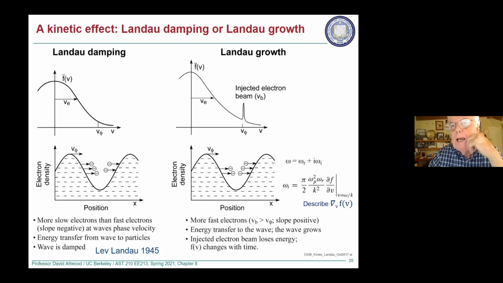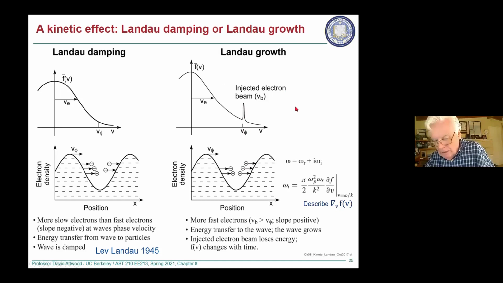Okay. What can happen, people have done experiments, is you take this same plasma, but you inject an electron beam. You inject an electron beam with a velocity that's just a little bit higher than the phase velocity. And so you artificially produce more electrons with a little higher energy, and there's more of them pushing on the wave. So now there's going to be an energy transfer from these injected electrons to the wave, and the wave is going to grow. And they call that Landau growth.